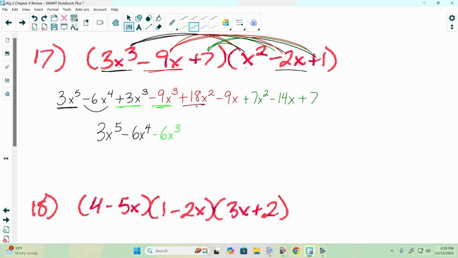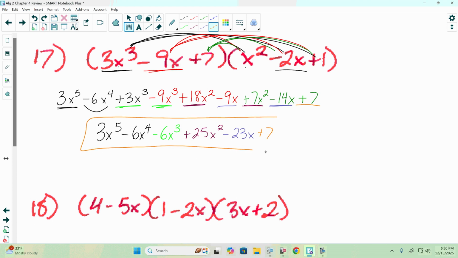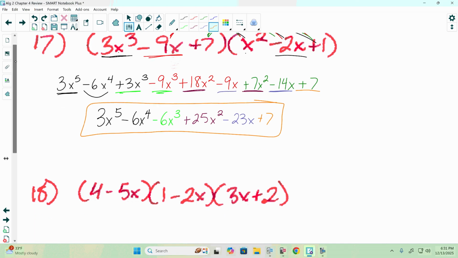Then we do have x squared terms. We have 18x squared and 7x squared. 18x squared plus 7x squared. 18 plus 7 would be plus 25x squared. Then we move on to our x terms. We do have 2. Negative 9x minus 14x. Negative 9 minus 14 would be negative 23x. And lastly, our constant term of 7. There are no other like terms. So we just add it on to the end, telling us that the final answer is 3x to the 5th minus 6x to the 4th minus 6x cubed plus 25x squared minus 23x plus 7.